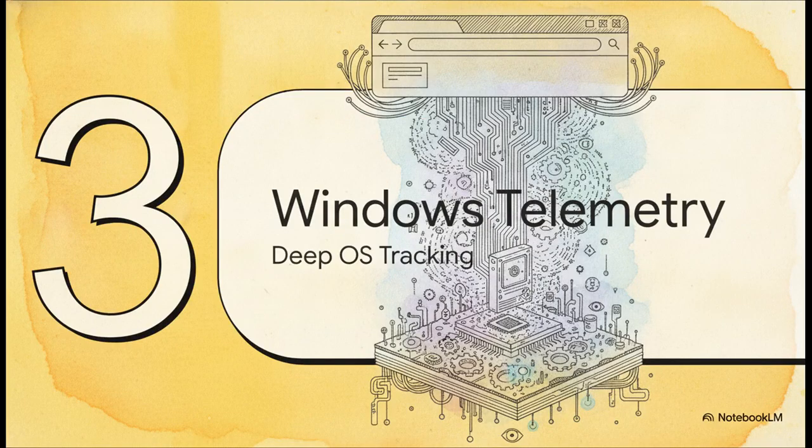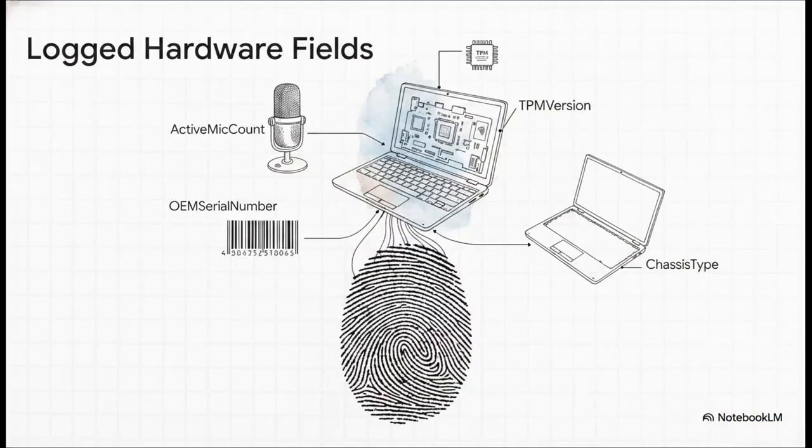Which brings us to part 3, Windows diagnostic telemetry. Diving beneath the Google and browser layer into the operating system itself, we hit the telemetry plane. Windows 11 inherently logs a staggering amount of data about your physical machine for Microsoft. We aren't just talking about IP addresses here. Windows transmits incredibly specific hardware identifiers back to base. I'm talking right down to the exact number of active microphones connected to your device, the active mic count. It logs your chassis type, your motherboard manufacturer, the whole shebang.